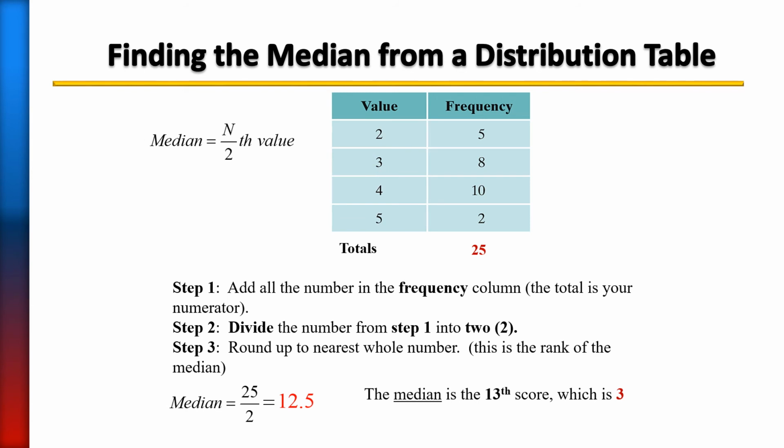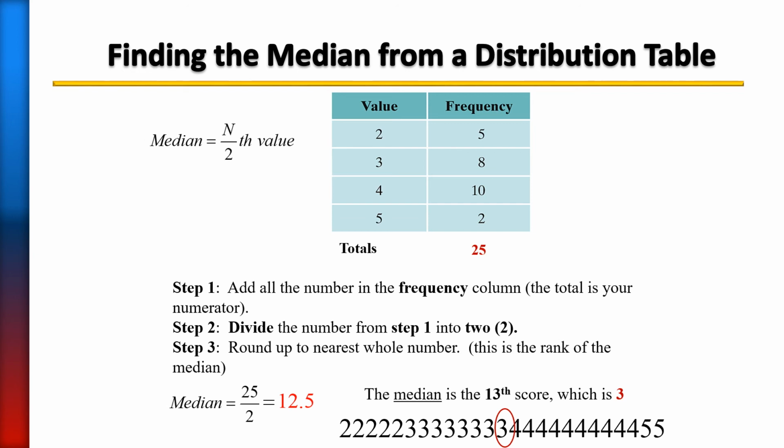Now, just to show you, as I stated before, the same with the mean and the median: if you don't understand this concept, you can list the numbers out. To find the mean, add all the numbers, divide by the number of numbers. To find the median, find the middle number. So I'm going to go ahead and list those numbers out so you can see them. There are all the numbers. Remember, we had 5 number 2s, 8 number 3s, 10 number 4s, and 2 number 5s.